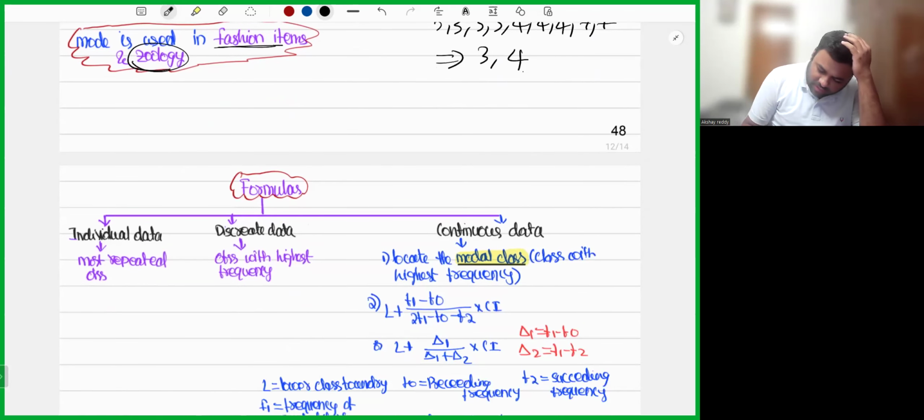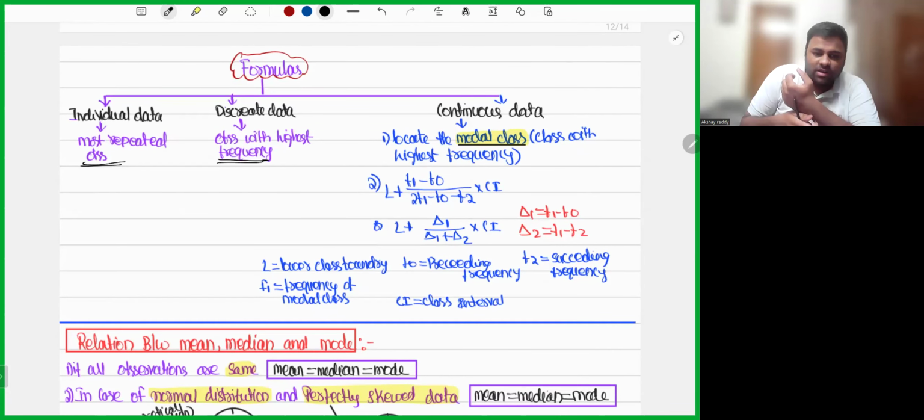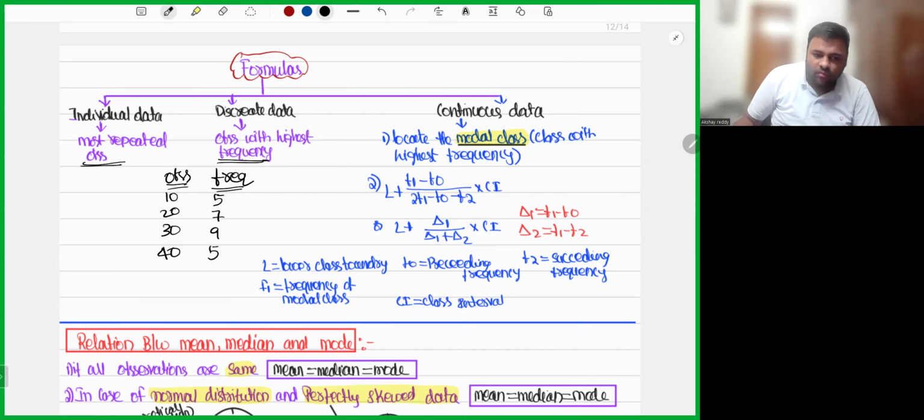Next, for individual data, the mode is the most repeated observation. For discrete data, it is the observation with the highest frequency. Say I have observations 10, 20, 30, 40 and frequencies 5, 7, 9, 5. What is the observation with the highest frequency? 30 is the observation with the highest frequency. So the mode is 30.